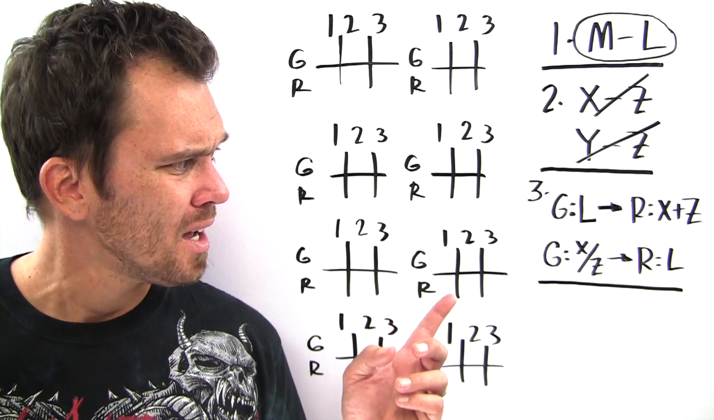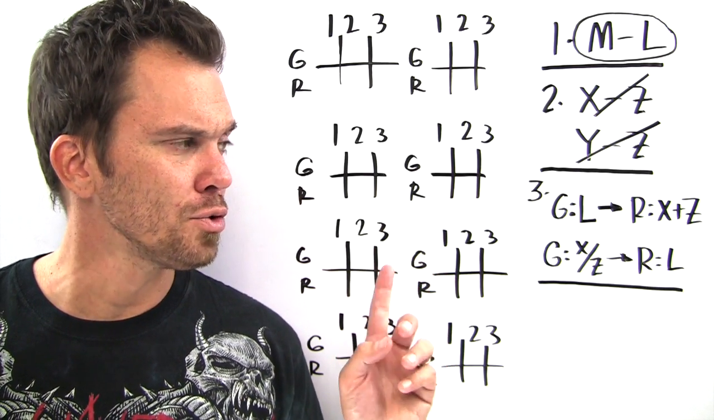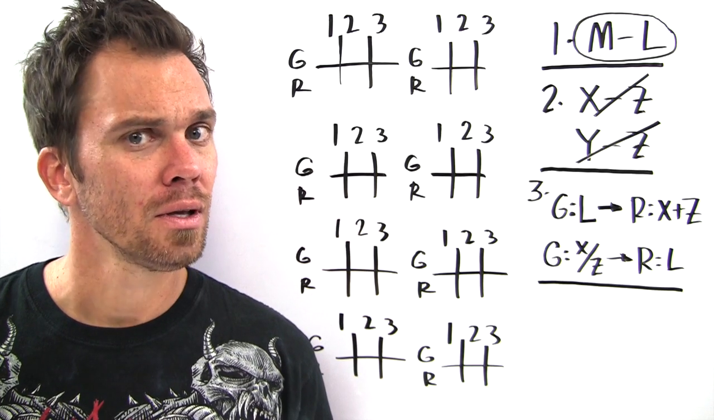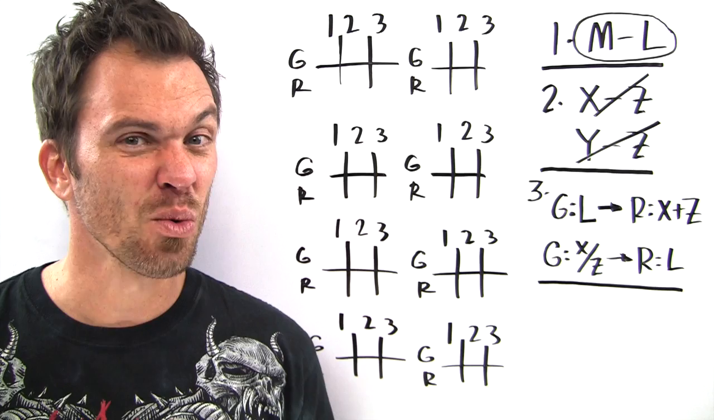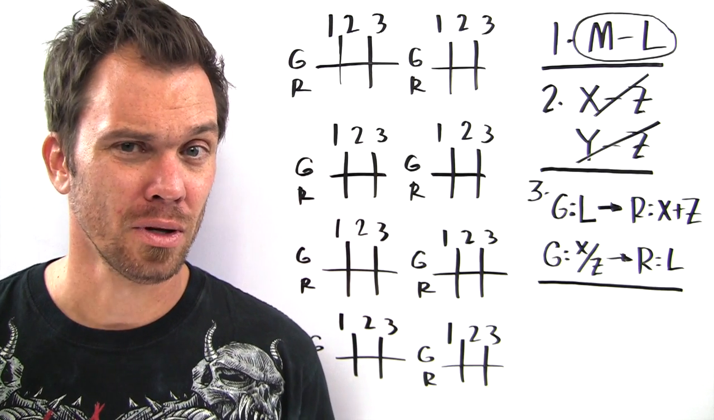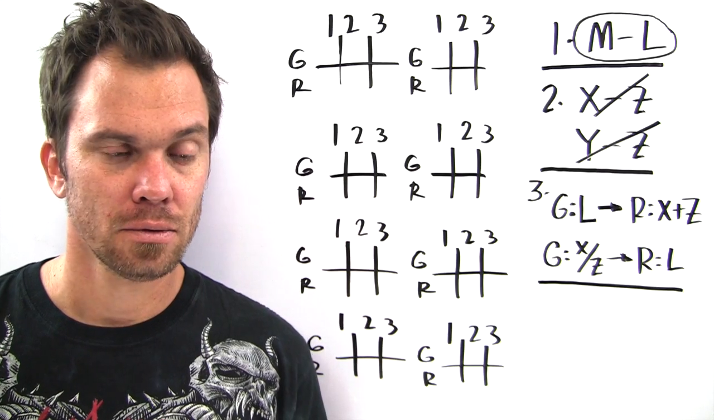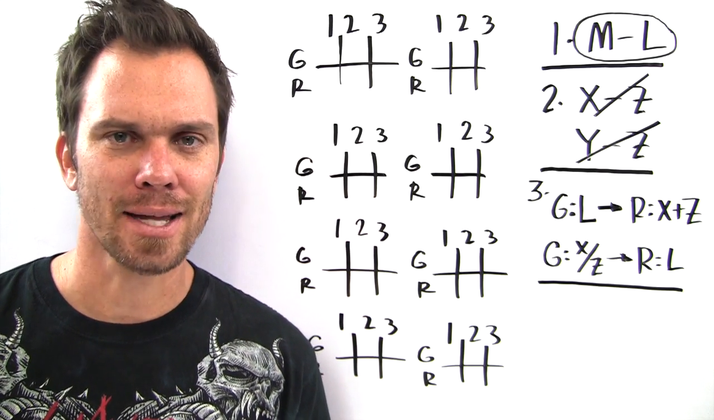And the last one, I just want to make sure that's clear. If gold room contains L, then the rose room contains both X and Z. So if the rose room doesn't contain either one of those guys, if either one of those guys is in the gold room, then the rose room has to have L. I'm saying gold and rose. Is that right? I nailed that.